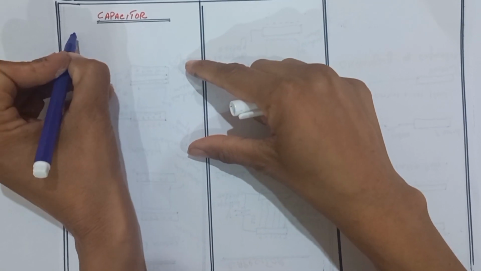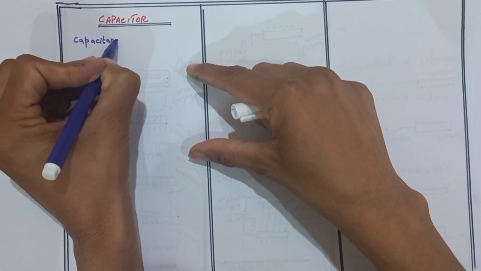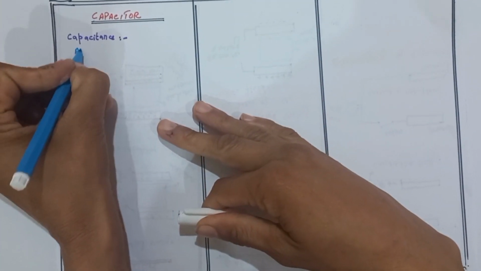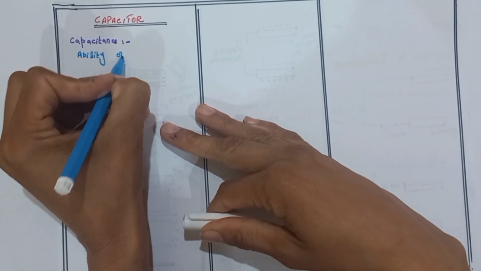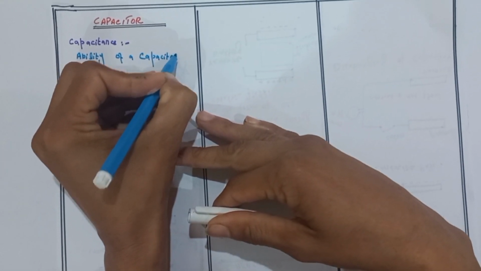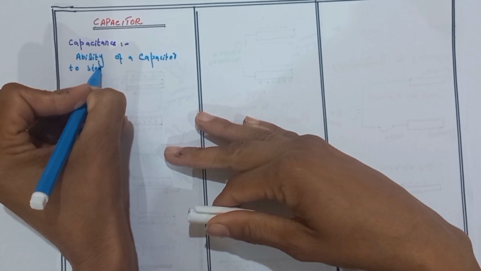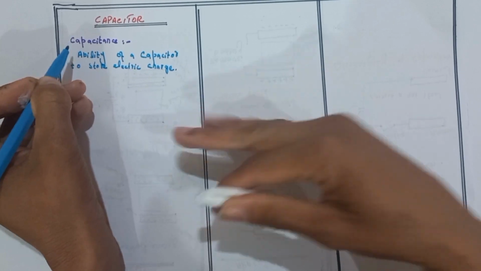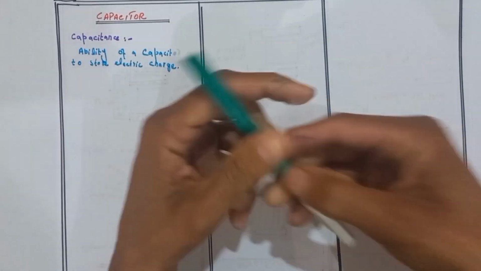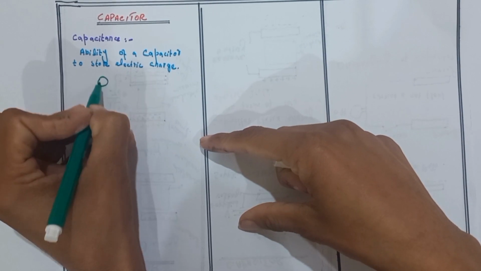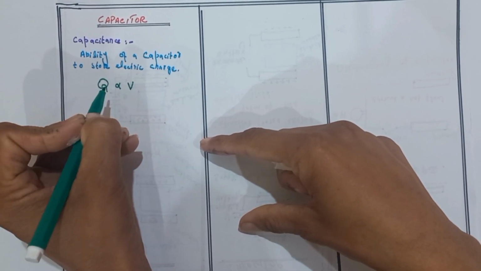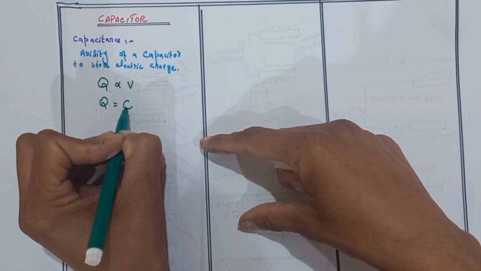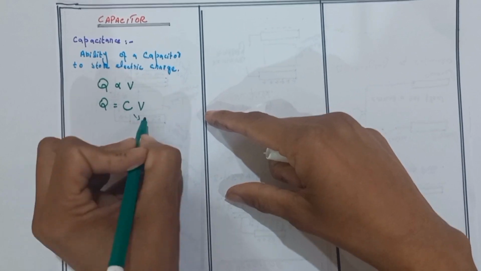Now we discuss the capacitance of the capacitor. Capacitance of the capacitor is the ability of a capacitor to store electric charge. The stored electric charge in the capacitor is directly proportional to the applied voltage. When we remove this proportionality sign, then we get the constant that is represented by C. This is the capacitance of the capacitor.